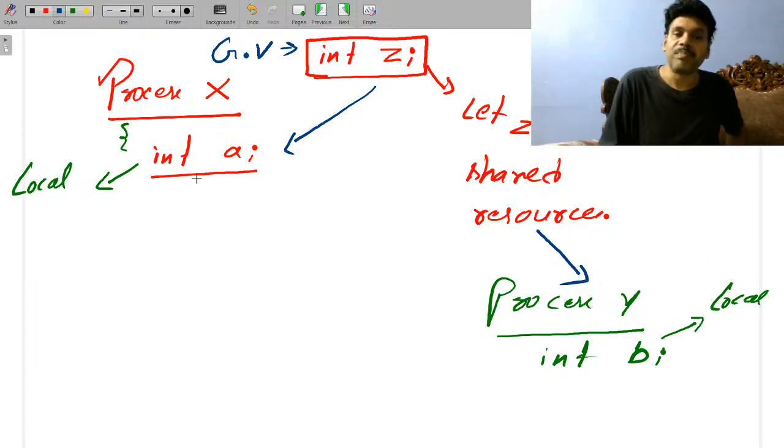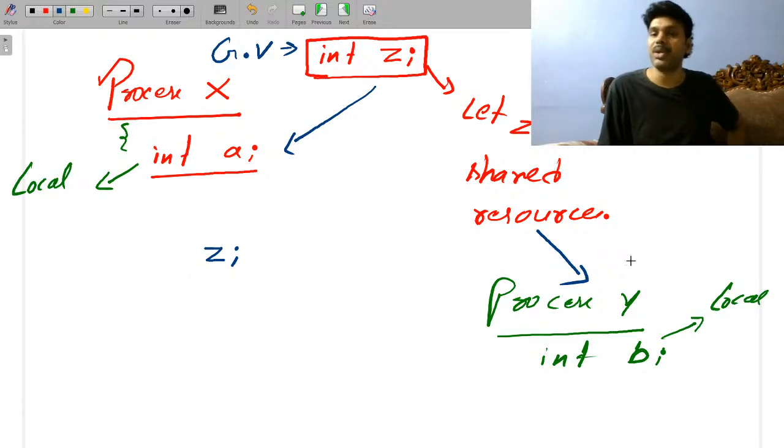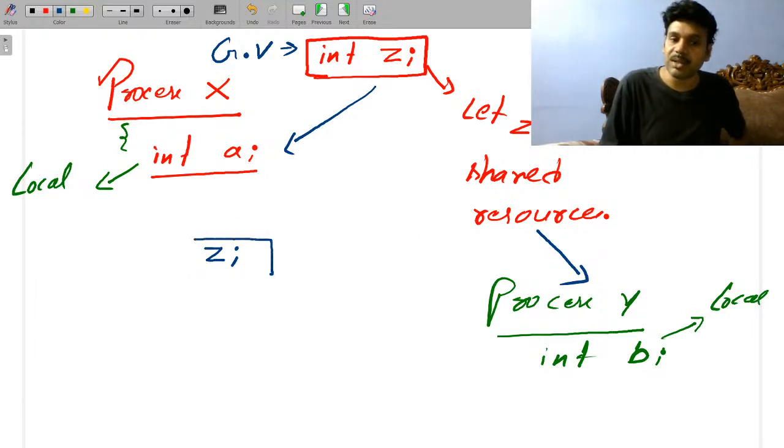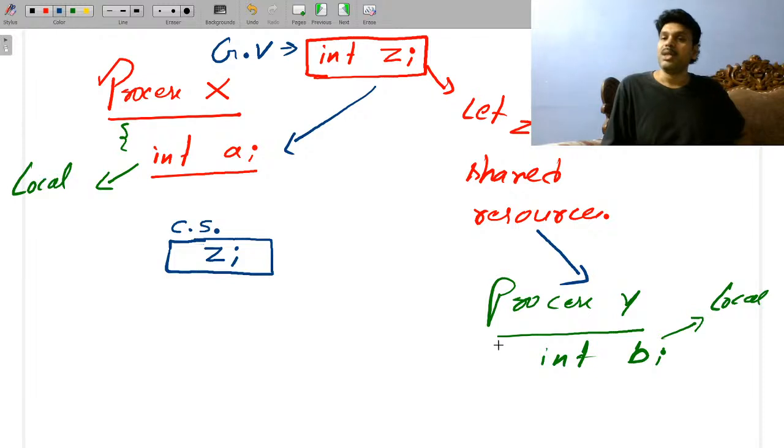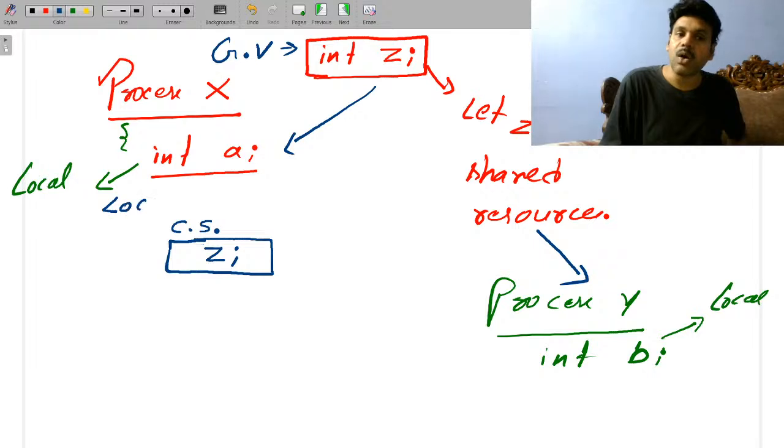Now you tell me. I want to access this Z. You want to access this Z. Here Z is a shareable memory, so it has to be protected. How does it have to be protected? It is to be protected using a critical section. Now you observe, your critical section has a shareable variable known as Z. If a process X wants to enter this critical section to access Z, what is required? Lock on Z.